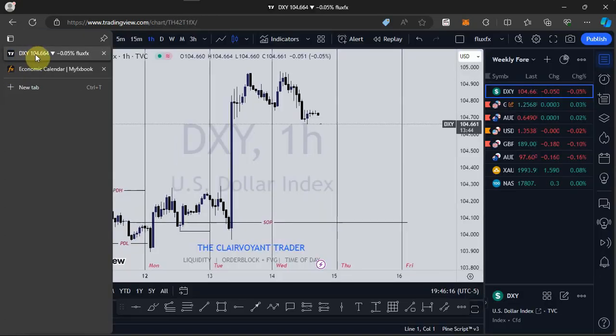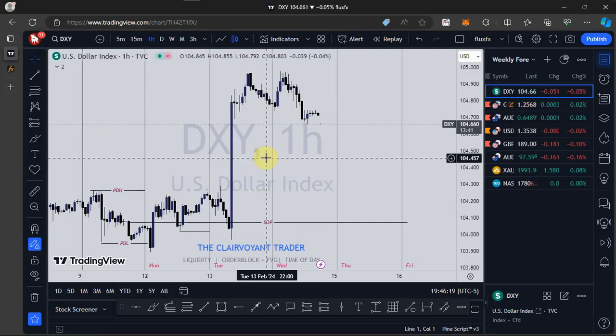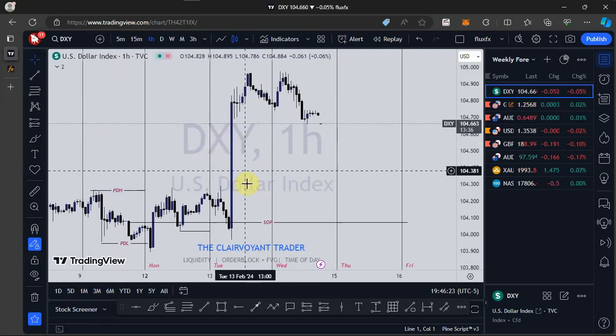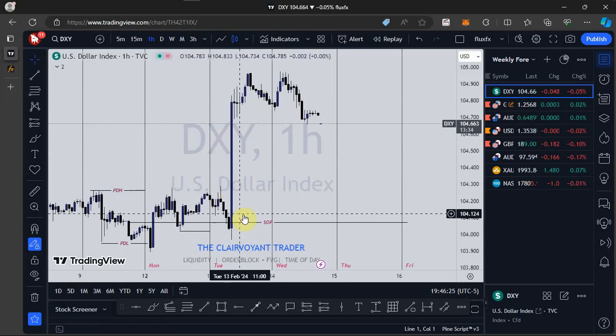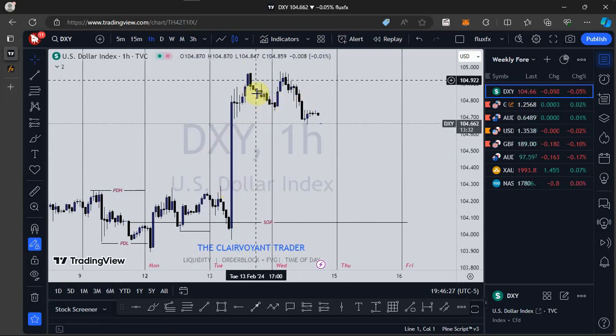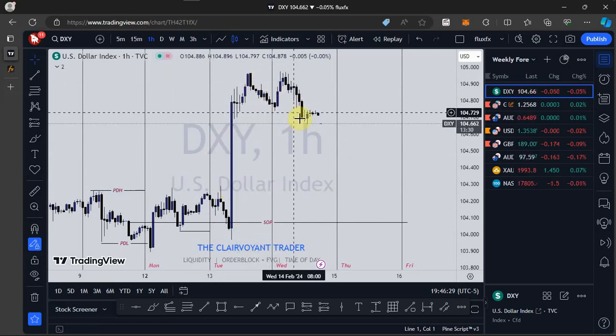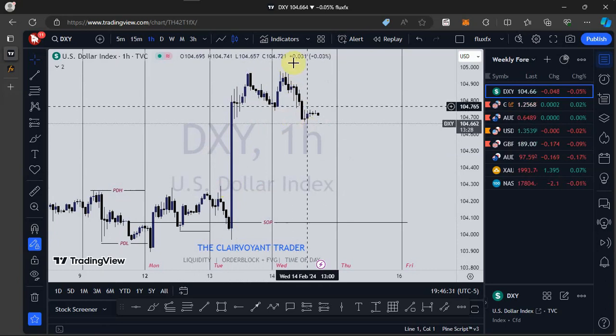All right, so let's go into the chart and see what is happening. Yesterday I made you aware that for the dollar index, I'm expecting to see price fall at least 50% of this range. It happened that the next day, that is Wednesday, we didn't really see much happening.